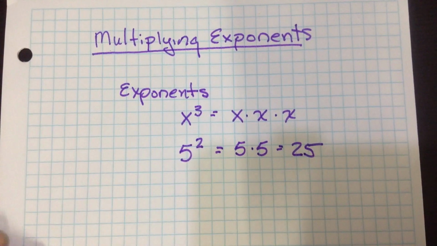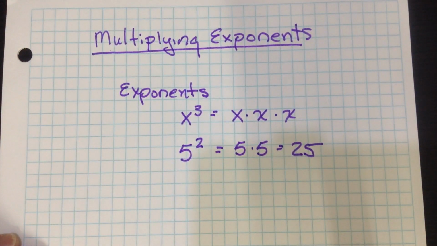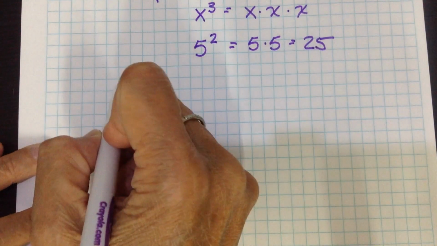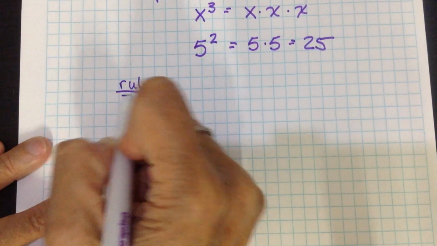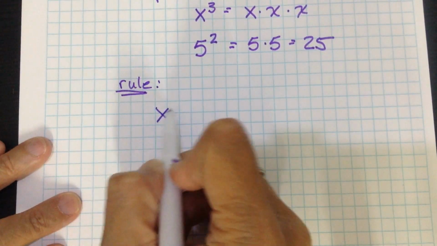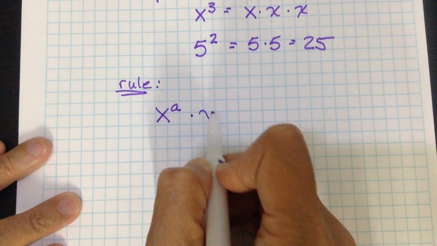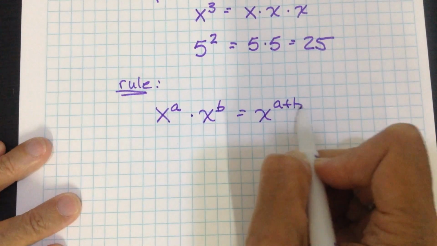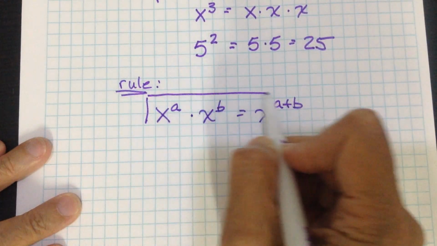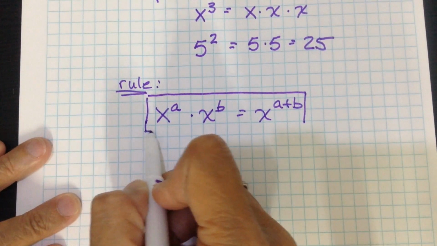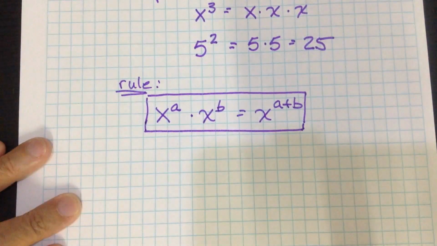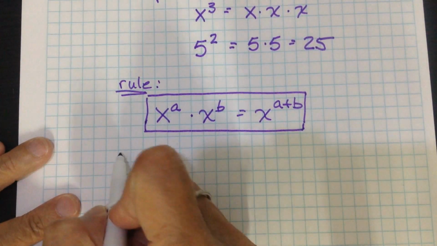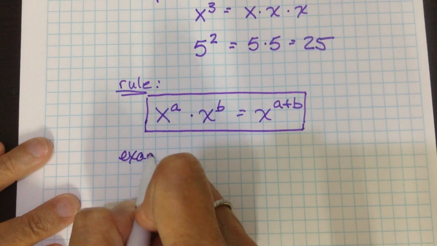Okay, so now we're going to actually look at multiplying exponents. When we multiply exponents, the general rule looks like this. If you have x to the a times x to the b, you get x to the a plus b. And that is the rule for multiplying exponents. But what does it mean in real life? Well, let's look at some examples.